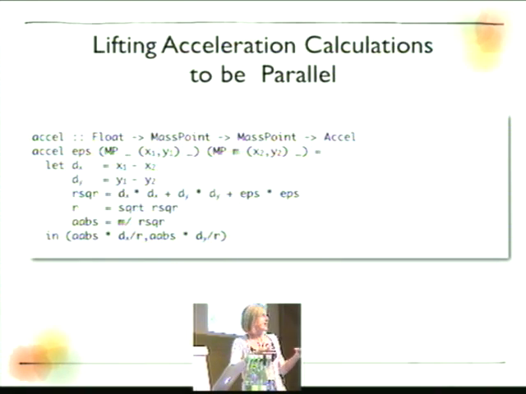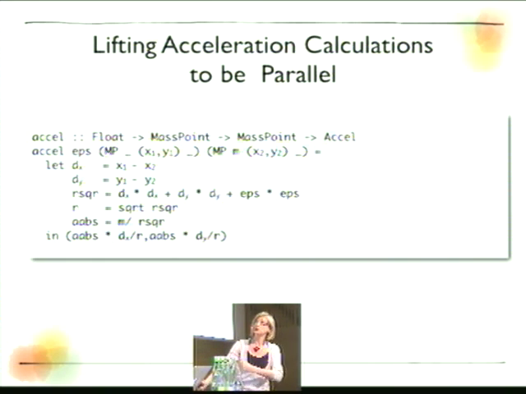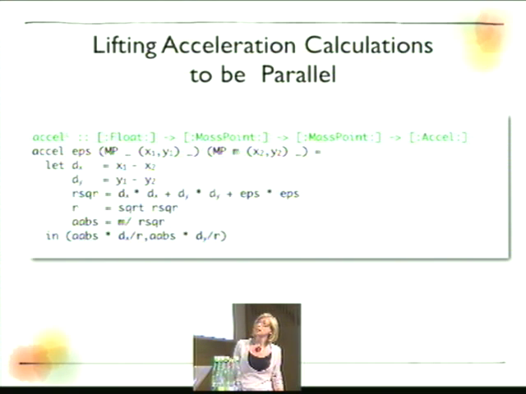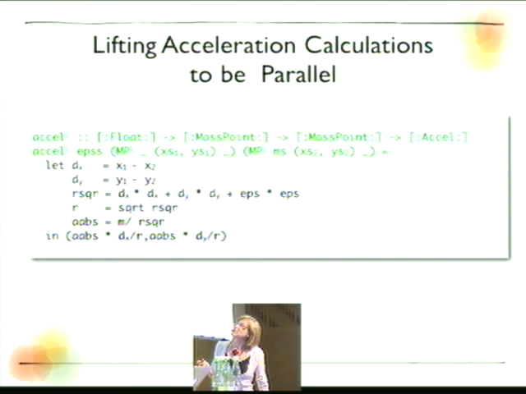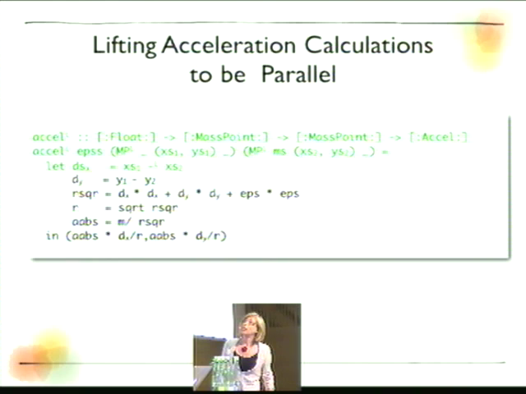So let's have a look at accel. It first has to be lifted because it's just a sequential function that takes two mass points and calculates the forces. For the lifted version of accel, every scalar argument is replaced by a parallel vector. And this notation, which is slightly cheated, indicates that whenever we have a parallel array of non-primitive type, the actual representation type is different. If we have a parallel array of pairs, it's internally represented as a pair of arrays, an array of lists as a list of arrays, and so on. So we have this transformation of data structures going on, and the functions have to be able to deal with that.